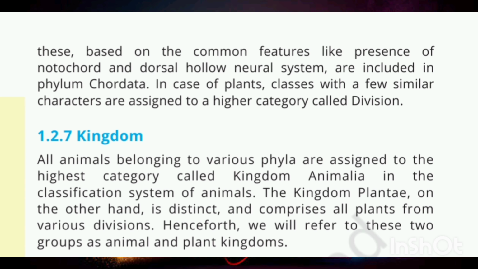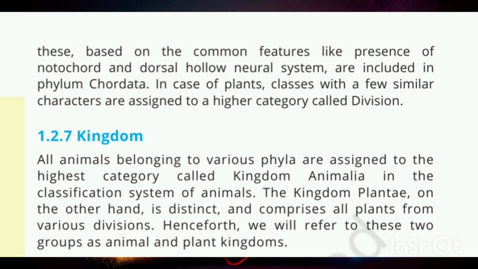All these, based on the common features like presence of notochord and dorsal hollow neural system, are included in phylum Chordata. In case of plants, classes with a few similar characters are assigned to a higher category called division. Kingdom. All animals belonging to various phyla are assigned to the highest category called kingdom Animalia in the classification system of animals. The kingdom Plantae, on the other hand, is distinct and comprises all plants from various divisions.